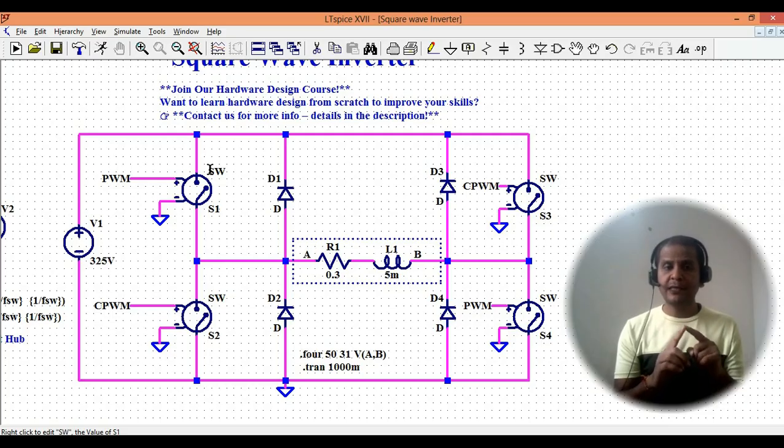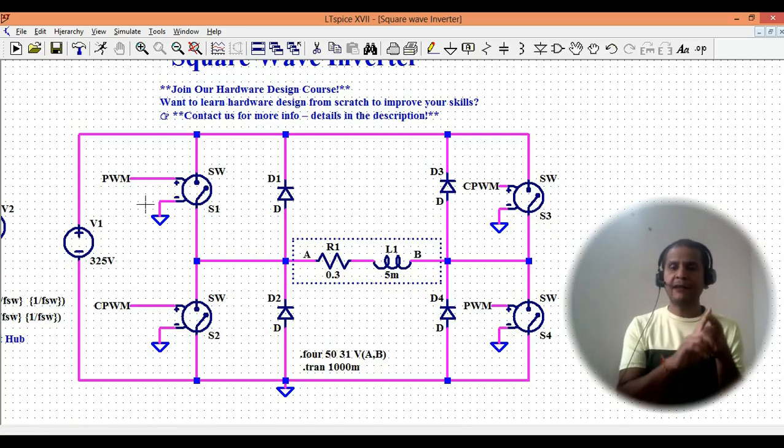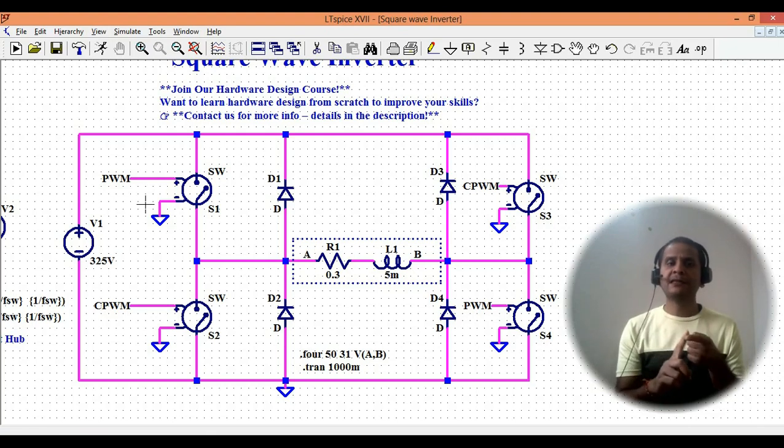So in order to understand, if you look here, I have used the PWM signal, that is PWM. The driving signal for S1 is the PWM, and the driving signal for S2 is the CPWM. What do you understand by PWM and CPWM? So PWM stands for pulse width modulation.